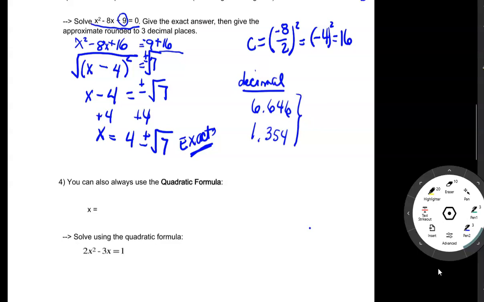I also saw a few times when your rounding was off. So if it says thousandth, it's 3 decimal places. If it says hundredth, it's 2 decimal places. Tenths is 1. So make sure you know that.